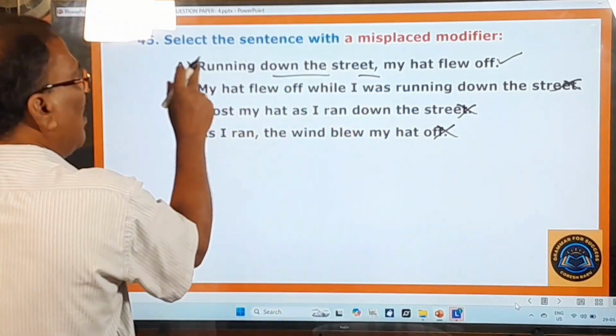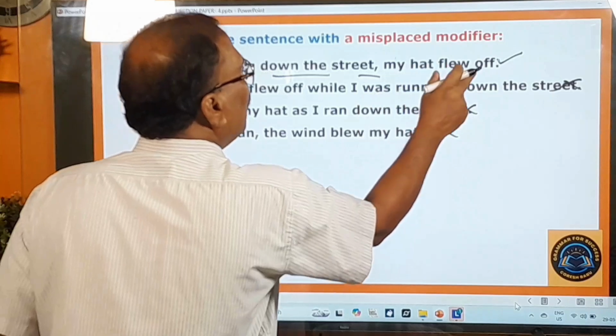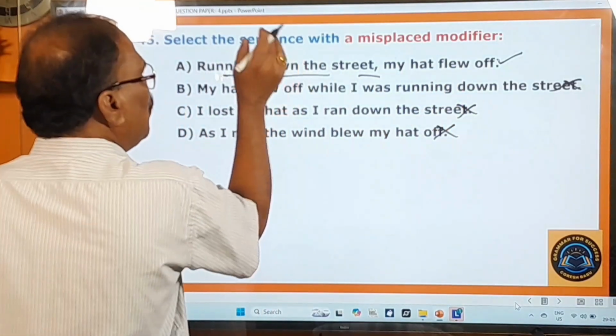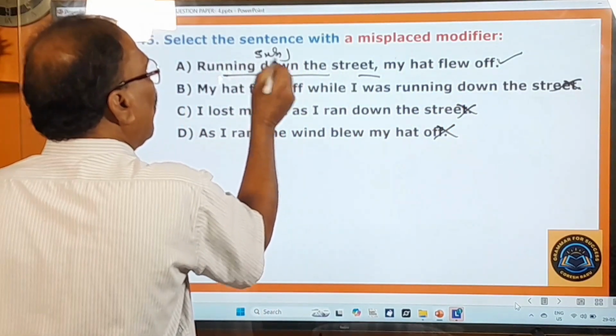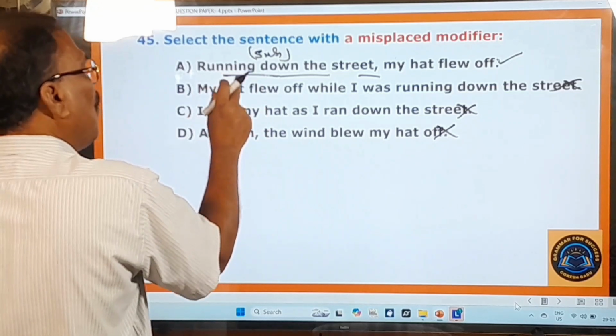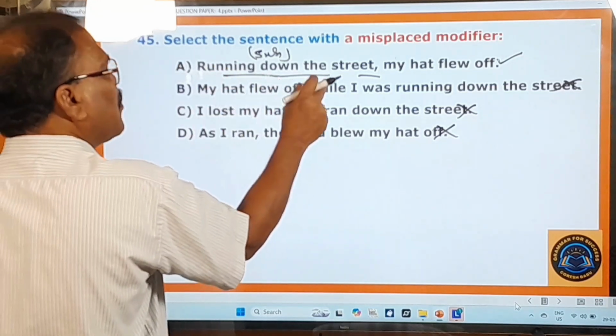But this first sentence is there. Here you pay attention. Running down the street, my hat flew off. Here in this phrase, you don't find the subject at all. And in this phrase, you don't know who actually is running down the street.